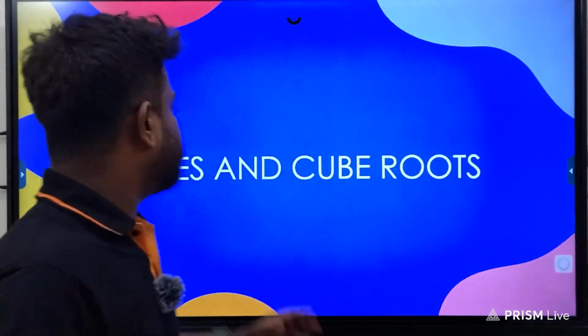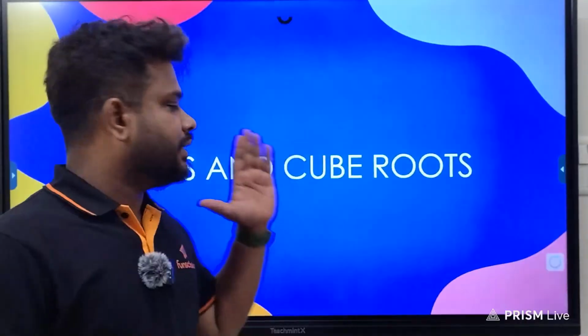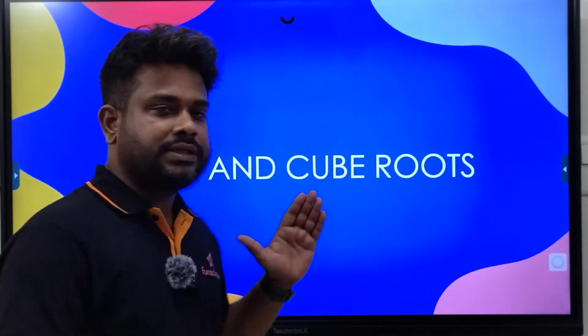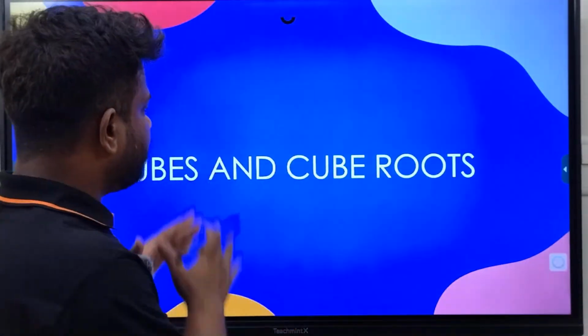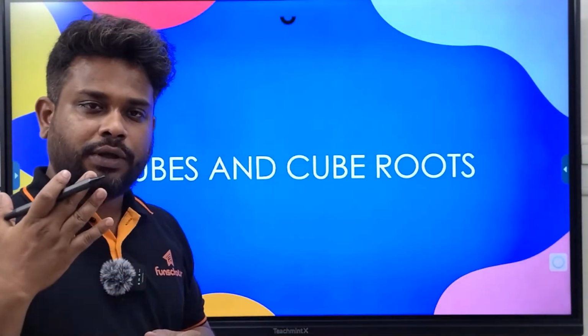So today we are going to discuss the topic cube and cube roots. This topic is meant to be for class 8 C.B.S.E students, but ICSE students can also enjoy the lecture. It will be beneficial for you guys too.